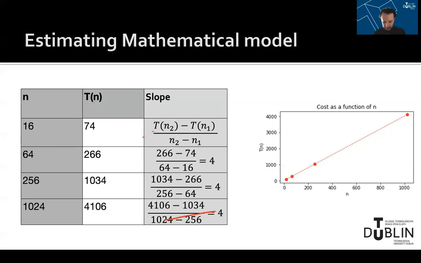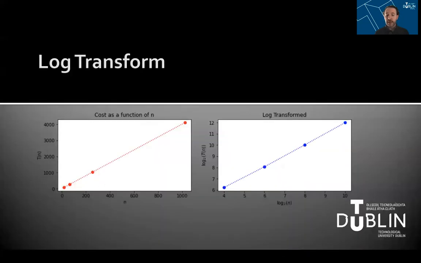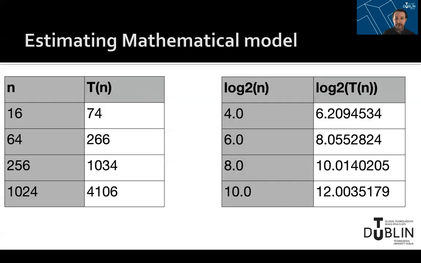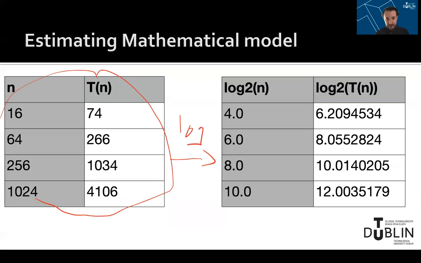Now that's the slope of our line. That doesn't tell us the power of the line. So we do the log transform. Here is the original, and here is just me taking the log of each part. So that's my original data, and now I convert it by taking the log of each of them. So log to the base 2 of 16 is 4. Log to the base 2 of 74 is 6.2. And so we get all these numbers, yeah?